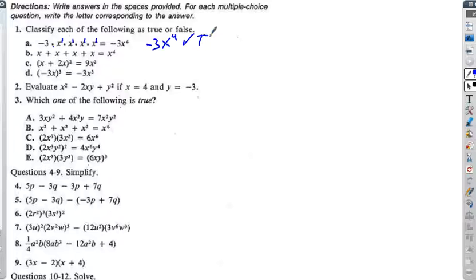In question B, we have x plus x plus x plus x. Now, if I have an x and I combine it with another x, what do I have? Well, I have two x's. So x plus x plus x plus x actually is equal to 4x, which does not match that, so this is false. In question C, we had a lot of troubles with question C, or hopefully in the future we don't.